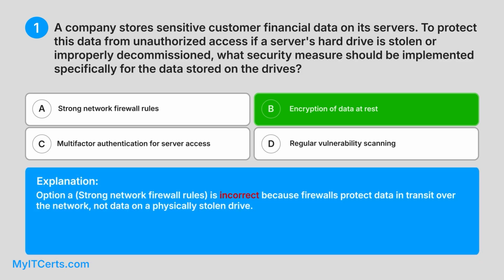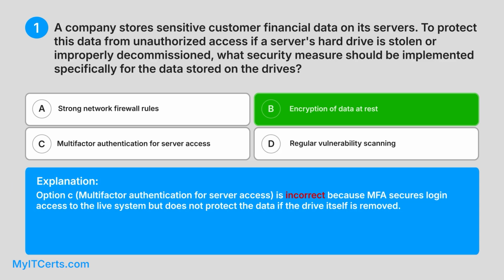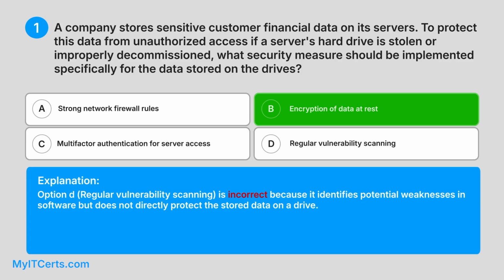Option A, strong network firewall rules, is incorrect because firewalls protect data in transit over the network, not data on a physically stolen drive. Option C, multi-factor authentication for server access, is incorrect because MFA secures login access to the live system, but does not protect the data if the drive itself is removed. Option D, regular vulnerability scanning, is incorrect because it identifies potential weaknesses in software, but does not directly protect the stored data on a drive.